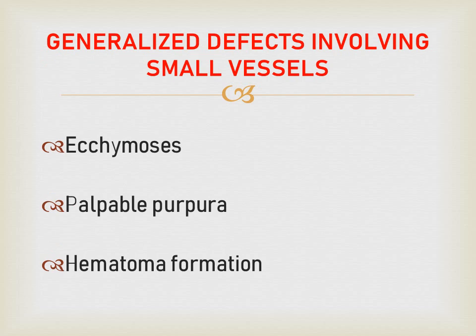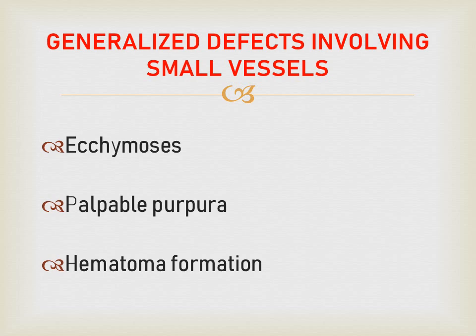So moving on to the last slide of the lecture, this slide shows the defects which involve the small blood vessels. And these are the three important examples: ecchymosis, palpable purpura, and hematoma. Purpura, as you previously studied, are the petechial hemorrhages which are more than 3 millimeter in size. However, if we talk about the palpable purpura, they become so much enlarged that they can be palpable with the thumb or finger. Usually the palpable purpura is present on the skin surfaces.